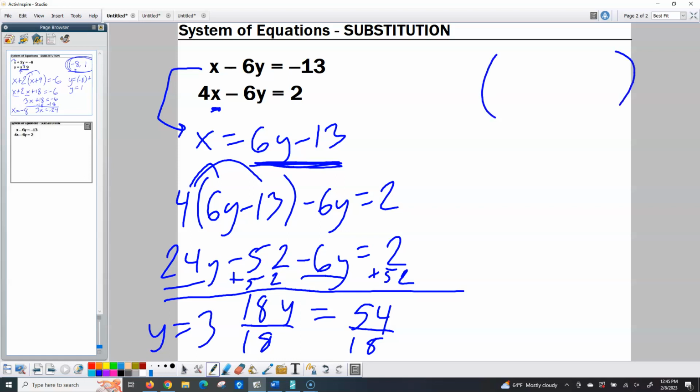What's important here is that this is an xy point, and make sure, since you got y equals 3, make sure you plug it in right there where the y is. Don't punch it in where x is. So I got y equals 3.